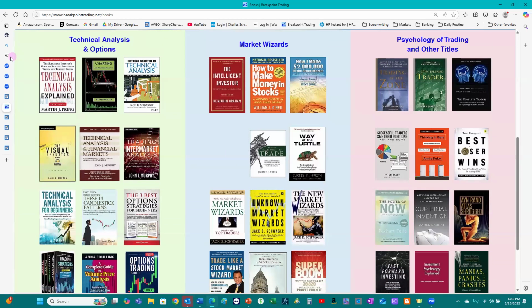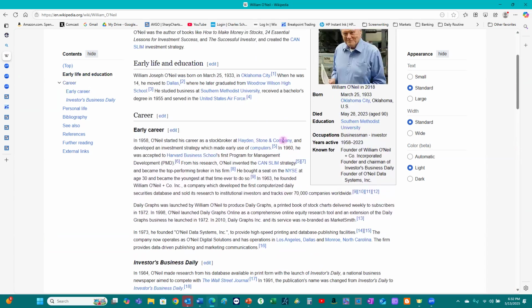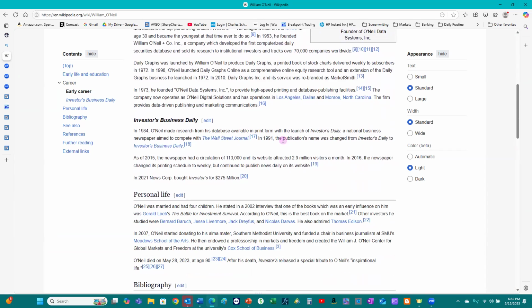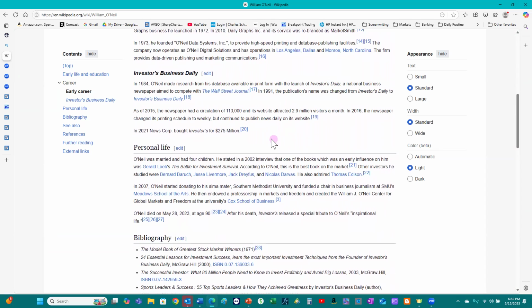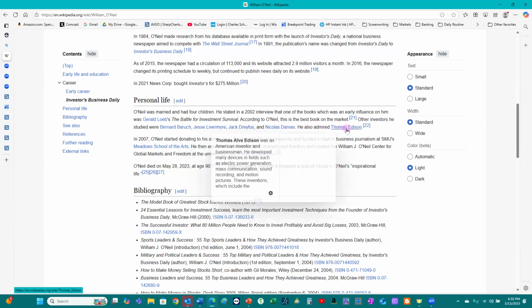In addition, William O'Neill, who started Investors Business Daily, if you do a Wikipedia search, it'll tell you all about William O'Neill. He died in '23, just recently. But if you scroll down to the bottom, and it was interesting when I found this, under personal life, it says he started donating to his alma mater, and then it shows the people that influenced him. Other investors he studied were Bernard Baruch, Jesse Livermore, Jack Dreyfus, and Nicholas Darvas. He also admired Thomas Edison.